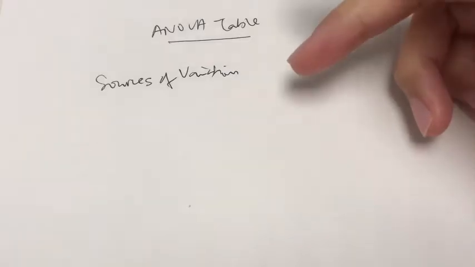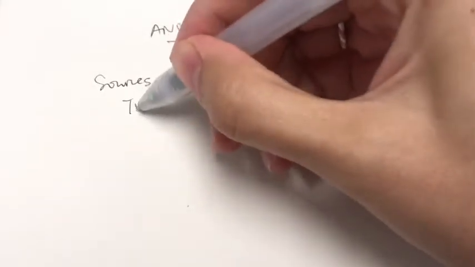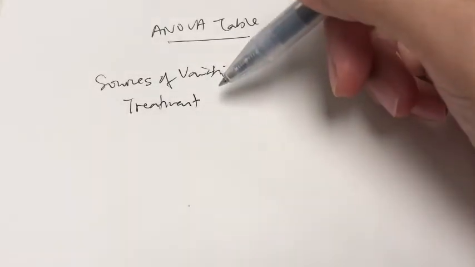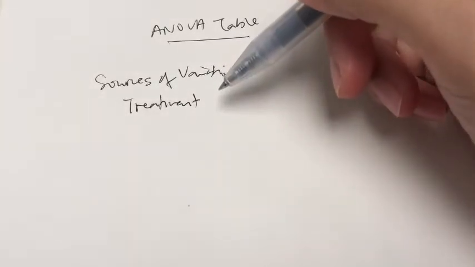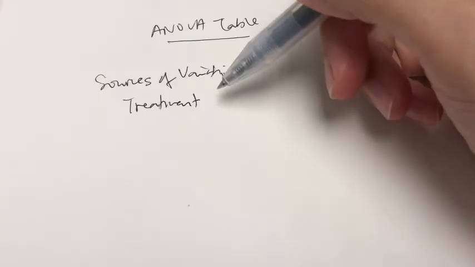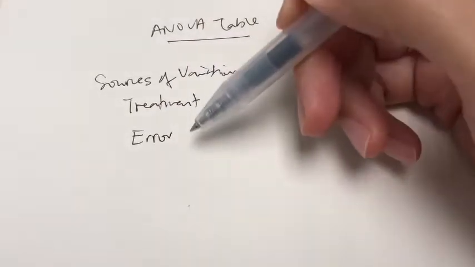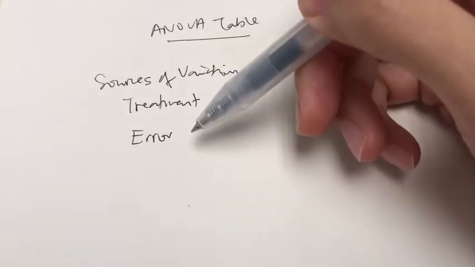So there are two sources of variation, right? One is due to treatment. In other words, this is the differences that can be explained. This is the difference that arises between groups. And then another source of variation is due to error. In other words, this is the differences that cannot be explained. This is the differences within groups.